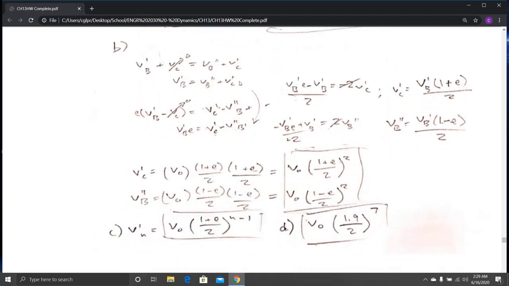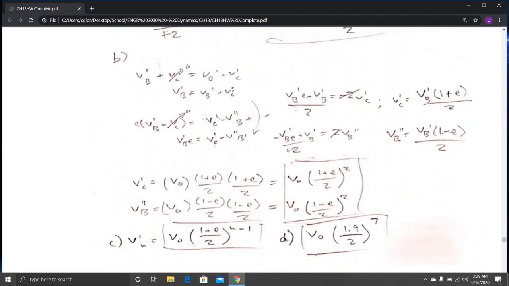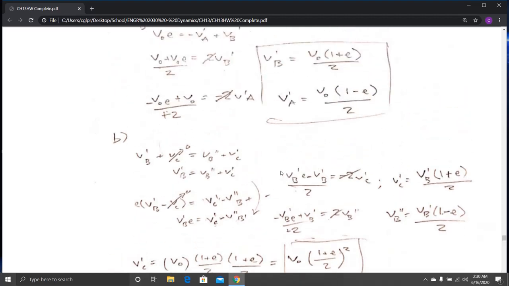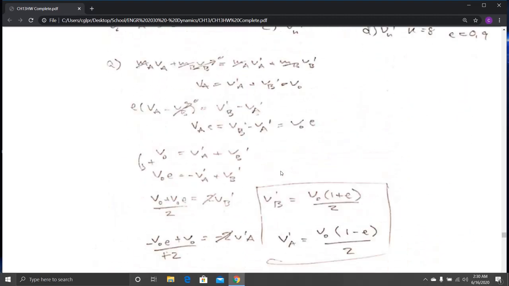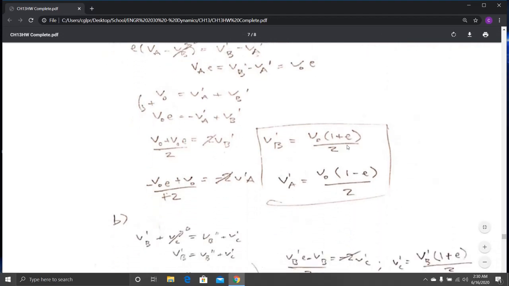I go ahead and follow the exact same process as I did for part A to find the velocity of C after it is first hit, which is the second total collision. Same thing for the velocity of B at that point. Notice here, since the masses are equivalent, their velocities are going to be the same magnitude, just in opposite directions.